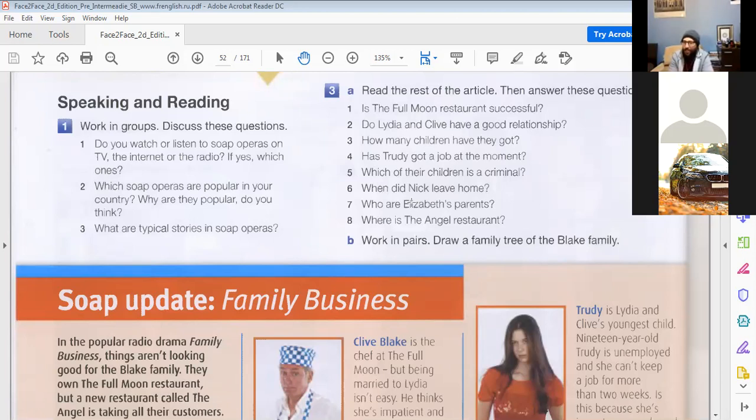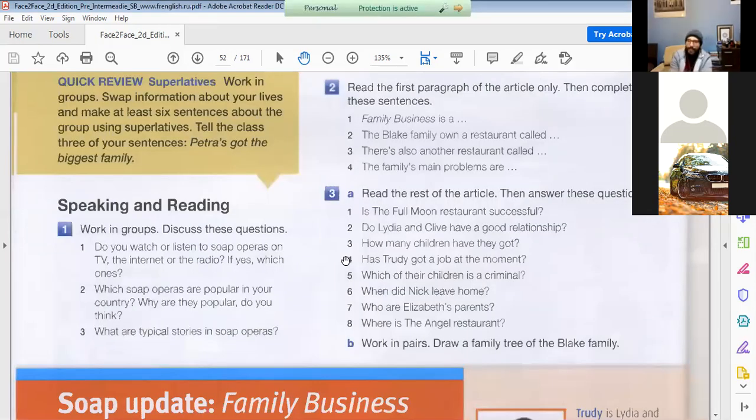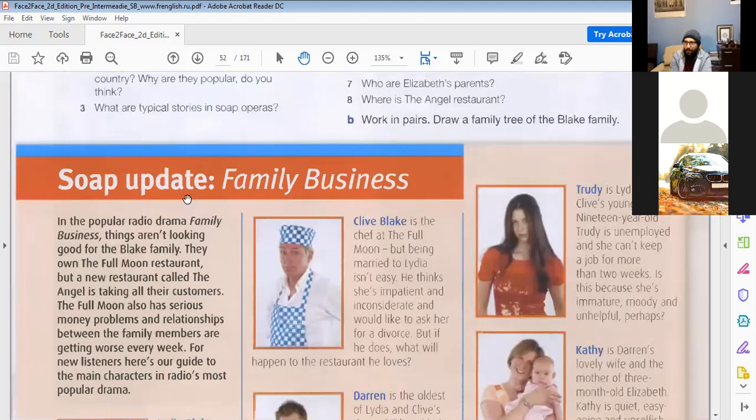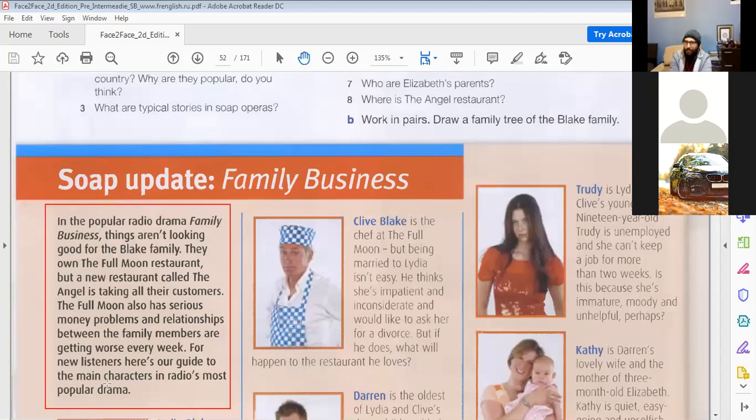All right, so I think everybody knows what we mean now by soap opera. So let me show you the second question here. It says, read the first paragraph of the article only. So I just want you to read the first paragraph. Can you see this paragraph here? I'm going to put a little box on it. Can you see it? This one? Okay, so just read this part. When you're done, just tell me we're done, and I can show you the questions.